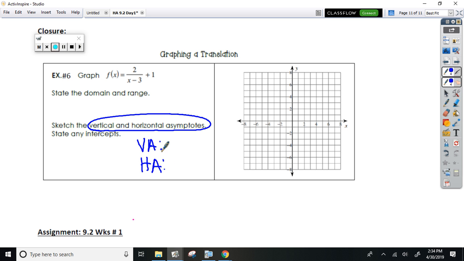So the vertical asymptote is x equals h. Remember that the original formula is x minus h plus k. So h is just 3. So this should be x equals 3. The horizontal asymptote is y equals k, which will be y equals 1.